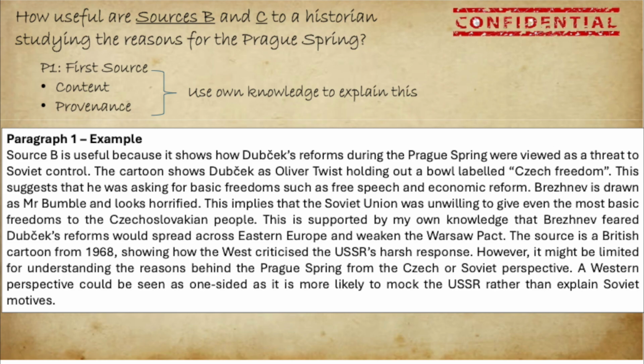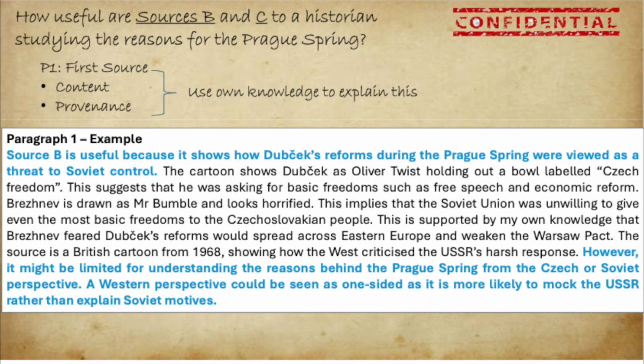This implies that the Soviet Union was unwilling to give the most basic freedoms to the Czechoslovakian people. This is supported by my own knowledge that Brezhnev feared Dubček's reforms would spread across Eastern Europe and weaken the Warsaw Pact. The source is a British cartoon from 1968, showing how the West criticised the USSR's harsh response. However, it might be limited for understanding the reasons behind the Prague Spring from the Czech or Soviet perspective. A Western perspective could be seen as one-sided, as it is more likely to mock the USSR rather than explain Soviet motives.